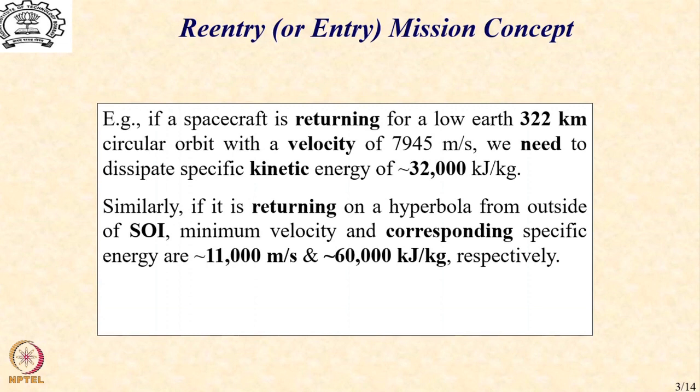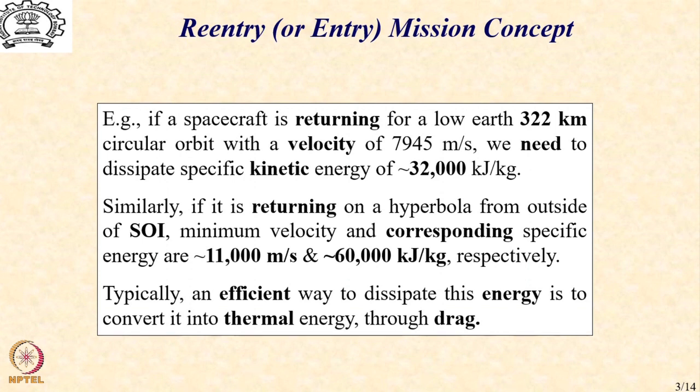So let us take one more example of an object which is returning from an outer space mission on a hyperbolic trajectory. Typically, the minimum velocity would be of the order of 11000 meters per second, and the corresponding specific energy is likely to be of the order of 60000 kilojoules per kg. So that is practically double the amount. Even now, it's not very apparent whether these numbers should be worried about or they are manageable. In order to understand this aspect, let us first explore the mechanisms which will dissipate this energy.